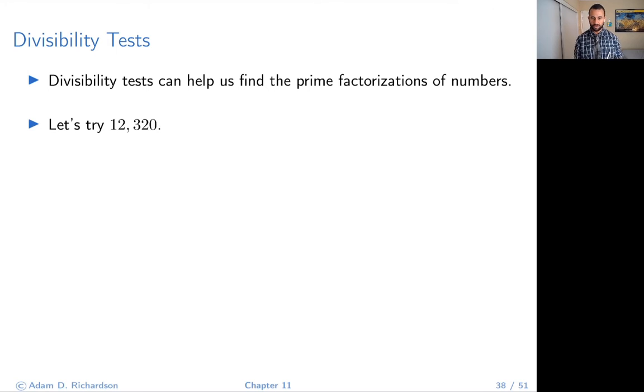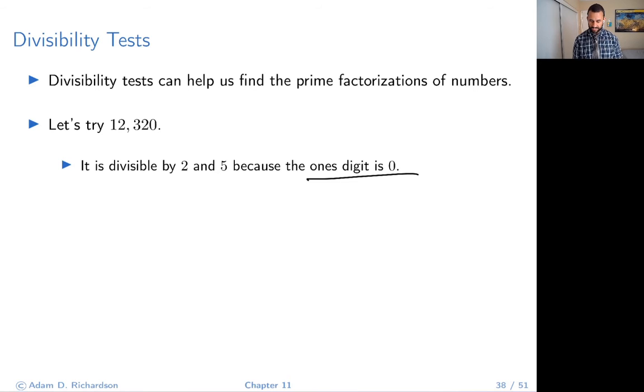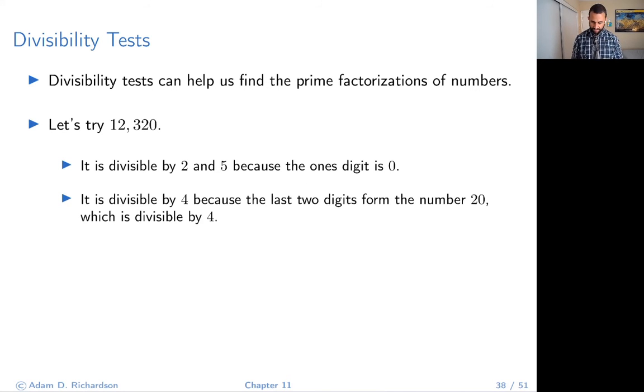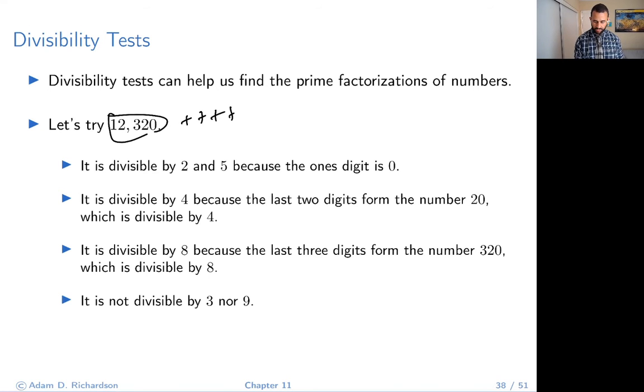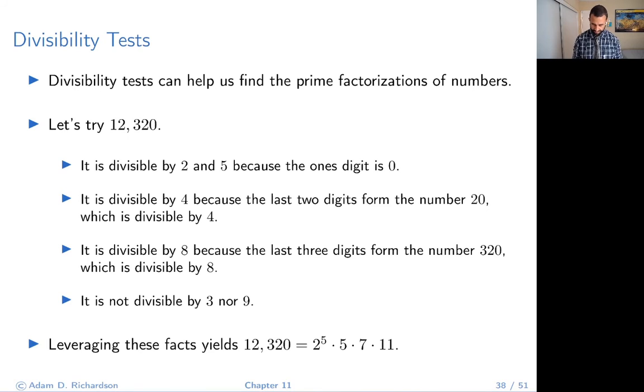So let's try 12,320. It's divisible by 2 and 5 because the ones digit is a 0. It's also divisible by 4 because the last two digits form a 20, and that's divisible by 4. It's also divisible by 8 because 320 is divisible by 8. It's not divisible by 3 or 9 because if you add up all those digits, you don't get a number that's divisible by 3 or 9. Leveraging these facts lets you compute the prime factorization. You can realize right away that you can start factoring out 2s and 5s, and that'll help you get the factor tree and the prime factorization.